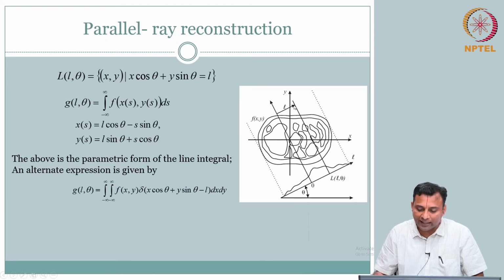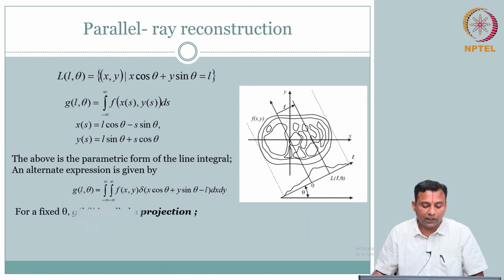So we can also see this line as picking from f of x comma y. How am I picking this line? I just say the delta function exists only on this line. My delta function exists when the argument is 0. Here, when is the argument 0? When l is equal to x cos theta plus y sin theta. That means your g of l comma theta is the sum over x and y of this f of x comma y taken along this line. Clear? So this is another way of writing it.